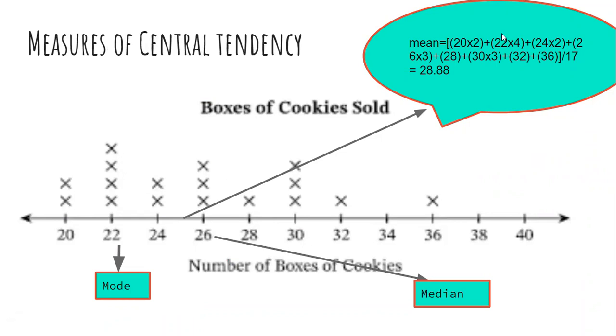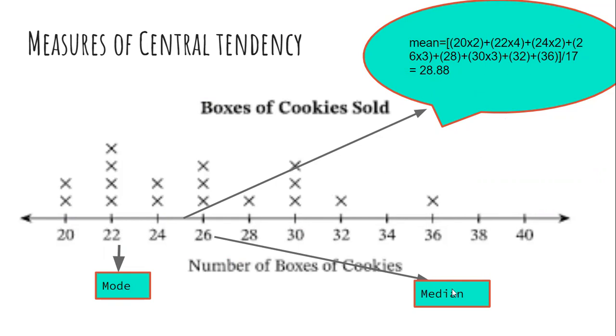We would add everything according to how many times it appears, and then we would count the number of x's. As counted here, you can count them, they are 17. Then we would add all those numbers and their frequency and divide that by 17, which is the number of x's, the number of terms, the number of cookies sold. Then we would have the number 28.88 rounded off.